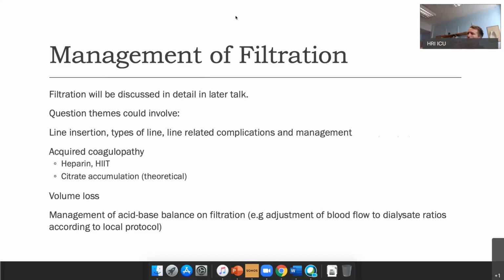In terms of other things, you might also be asked how you might manage assessing someone's volume status and deciding how much fluid to remove. You may also have questions on how you adjust the relationship between the blood flow and the dialysate to accommodate for things like acidosis and alkalosis. So have a look at your local protocol, because there's often a really good stepwise approach on how to do that and what you should be adjusting first.